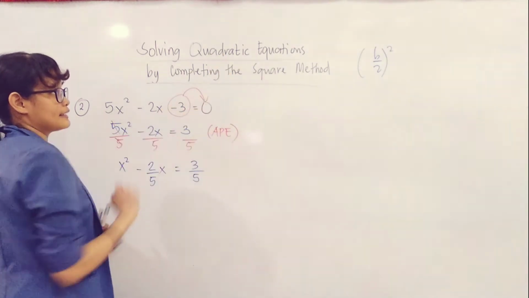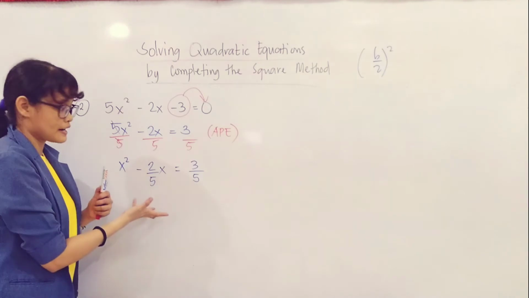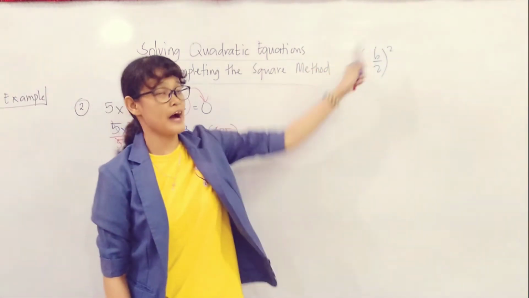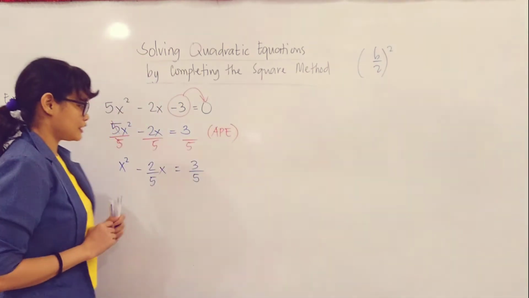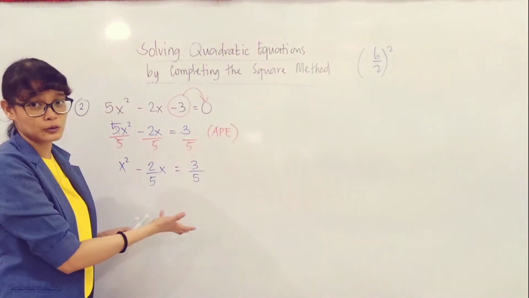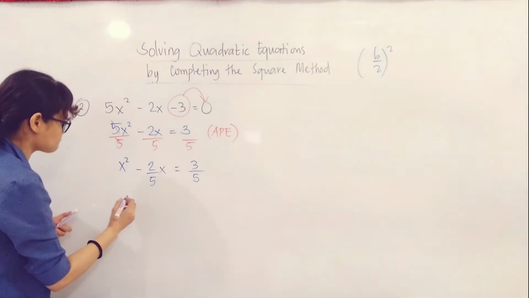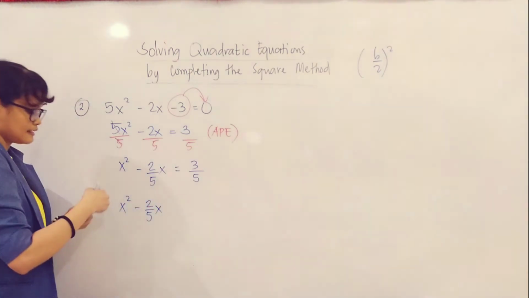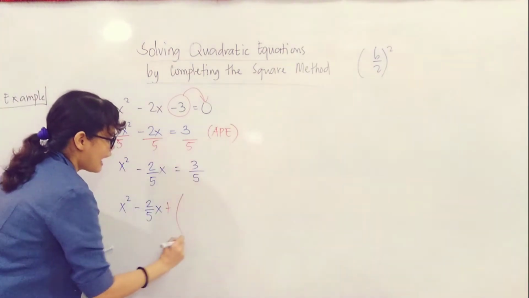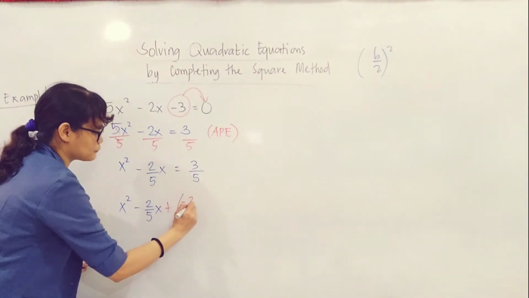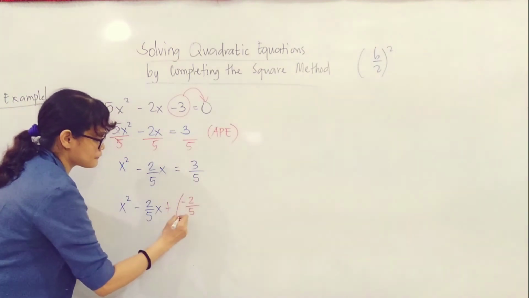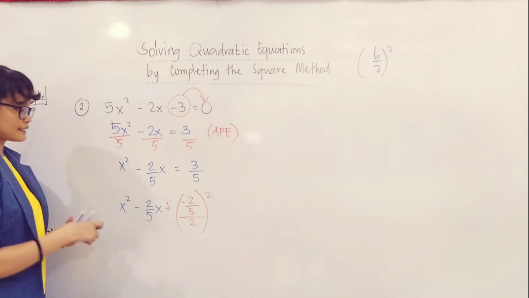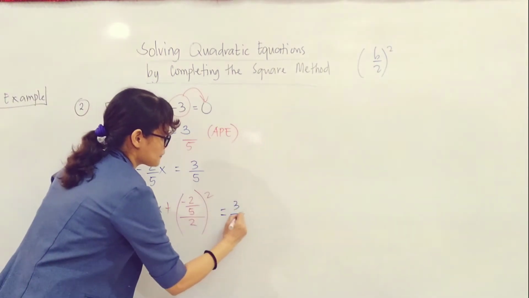Proceed to completing the square for this side of the equation, alright, by adding the square of half the middle term. Okay, so let's have it. Let me show you how to solve it. You have x squared minus 2 over 5x, alright, plus half of negative 2 over 5. Kalahati niya, tapos i-square. Alright, next. Equal to 3 over 5.